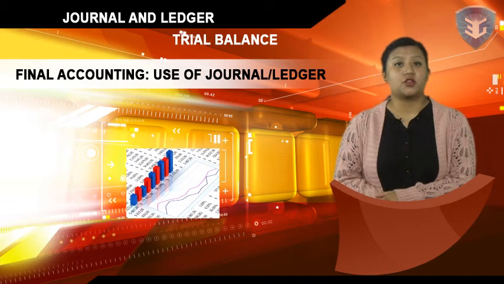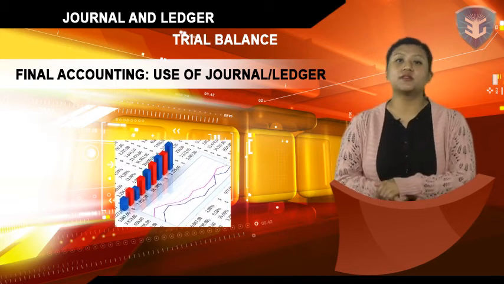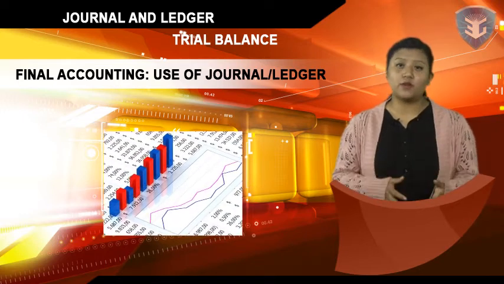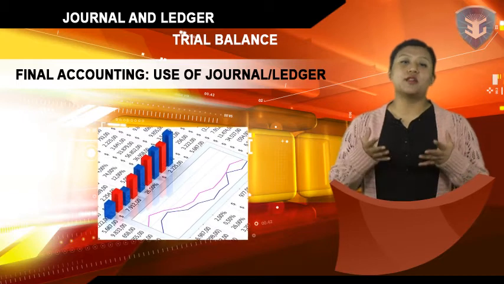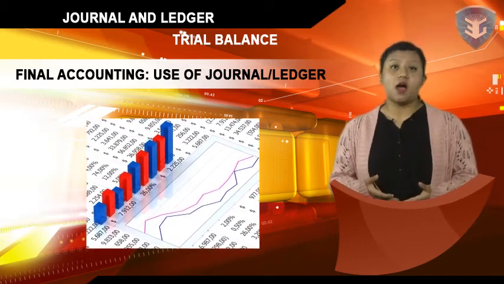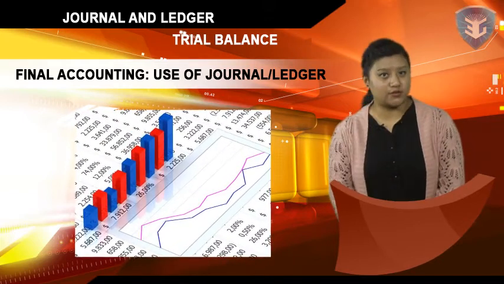Final accounting. Use of journal or ledger. Final accounting deals with all the ledger account balances at the end of the accounting period, in one way or the other. All the nominal accounts that represent direct expenses and direct incomes are closed by transfer to the trading account. For this, at least two journal entries are recorded.